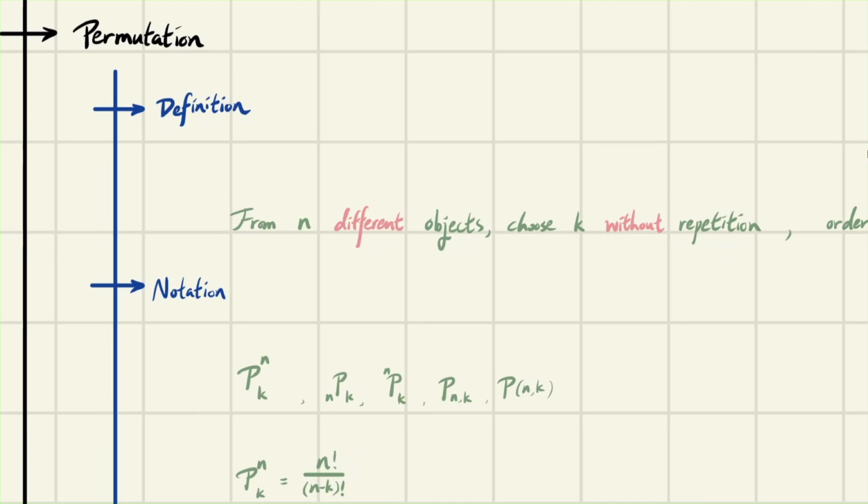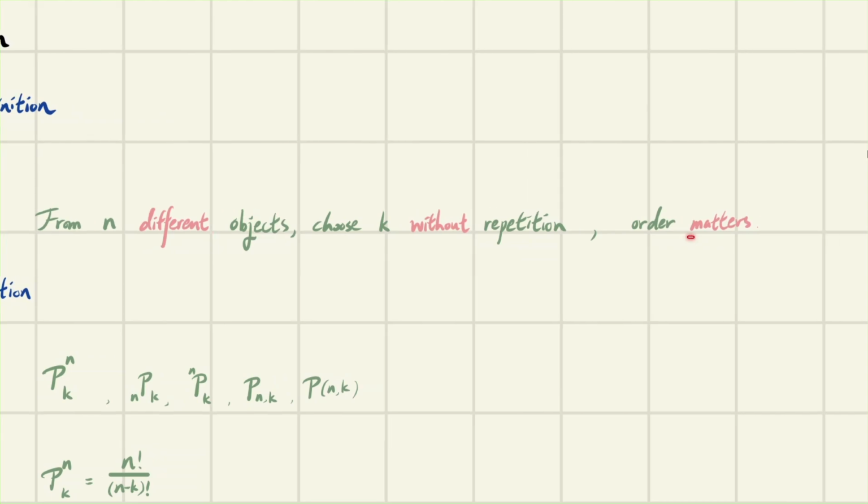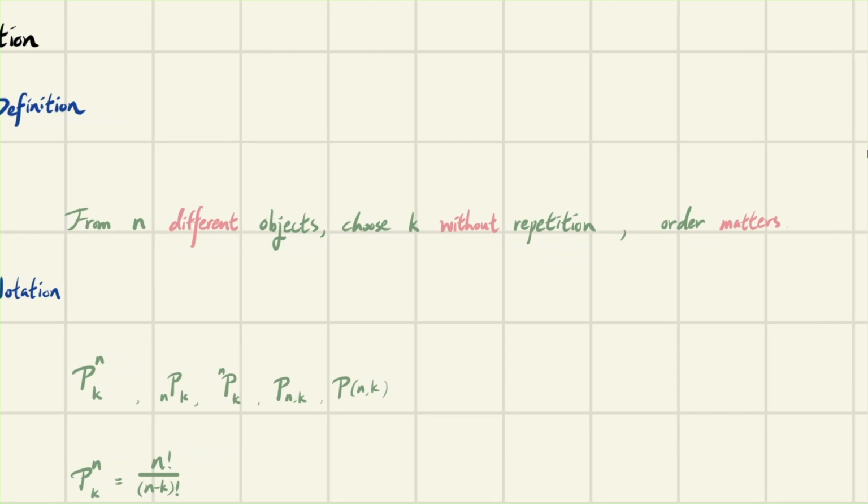Okay, now permutation. The definition of permutation is basically from n different objects, we choose k without repetition and order matters. Let's say I have five alphabets, A, B, C, D, E, and let's say I choose three of them out. Okay, so it can be A, B, C, it can be C, D, E, it can be A, C, E, it can also be B, D, E. So out of the five objects, we can choose these, right?